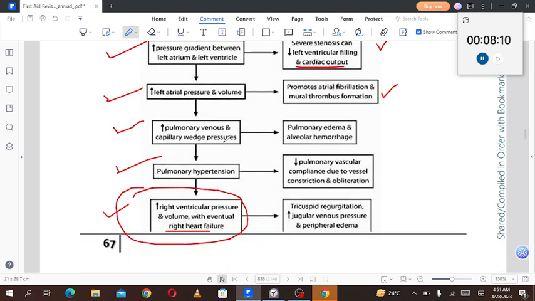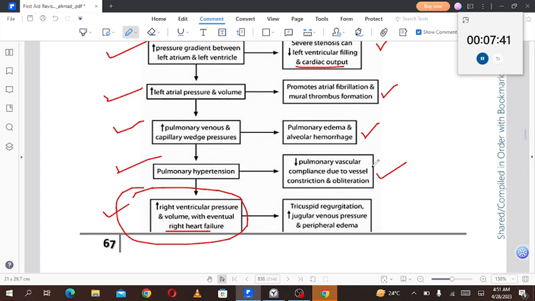Increased pulmonary venous and capillary wedge pressure will cause pulmonary edema and alveolar hemorrhage. Pulmonary hypertension will decrease the pulmonary vascular compliance due to the vessel constriction and obliteration. Normally we know that the pulmonary system is a high compliance system, but because of pulmonary hypertension, the pulmonary vascular compliance is decreased due to the vessel constriction and obliteration, and increased right ventricular pressure.